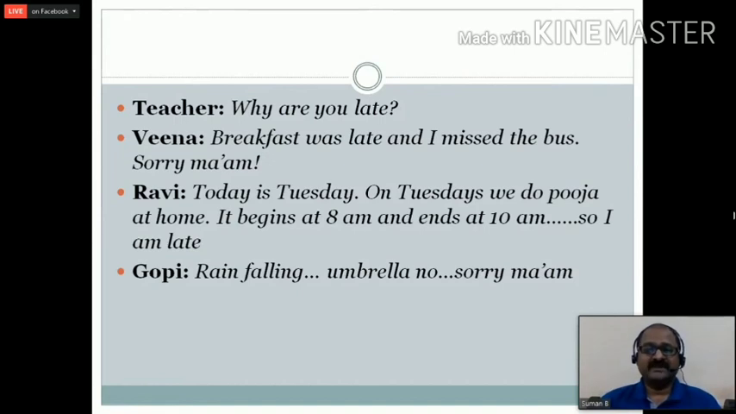Gopi doesn't have enough language. So he says, "Rain falling, umbrella no, sorry ma'am." Though Gopi doesn't have enough language, I'm sure all of you, when you look at it from an acceptability point of view, Gopi has minimum basic words so that he can communicate in this context. So this is why understanding grammaticality and acceptability, and understanding the implications of fluency and accuracy, and at what stage we should promote them, are very, very important.